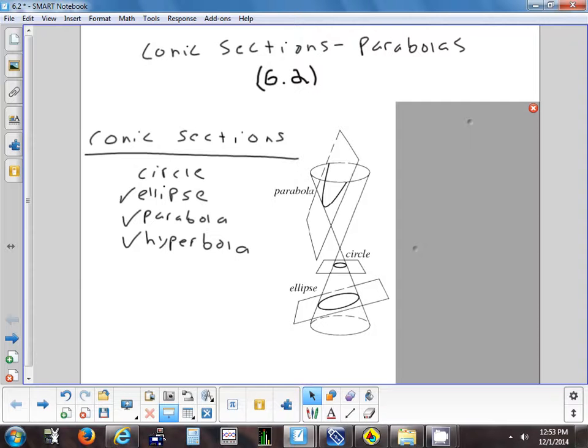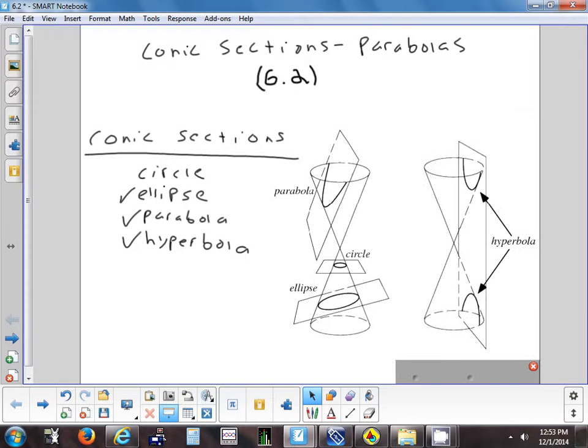Now, the last shape is the hyperbola. The hyperbola you can only get by putting 2 cones together, joined at the vertices, and slicing it straight down. If you do that, you get a shape that would look something like this when you look at it from the side. That's the hyperbola. So those are called the conic sections. Those are the 4 conic sections and how you get them by slicing a cone. That's why they're conic sections.